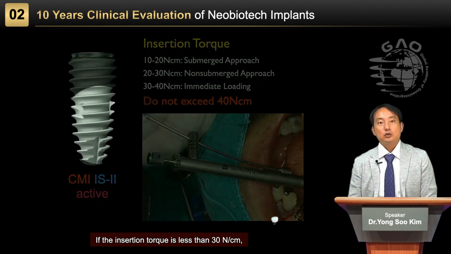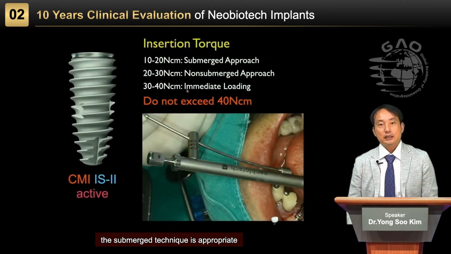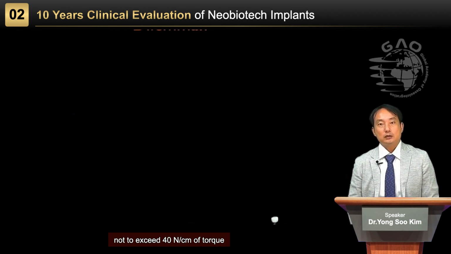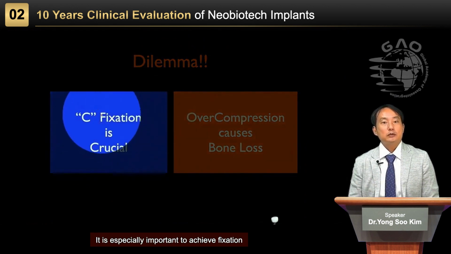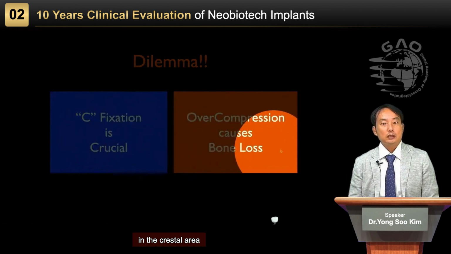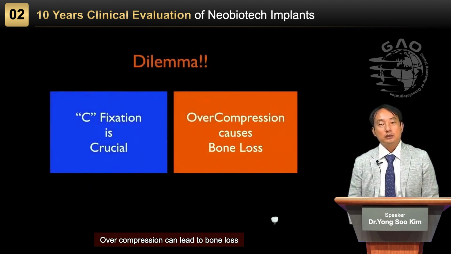If the insertion torque is less than 30 Newton-centimeters, the submerged technique is appropriate. If it is above 30 Newton-centimeters, you can attach the healing abutment and proceed with the non-submerged approach. However, you need to be careful not to exceed 40 Newton-centimeters of torque. It is especially important to achieve fixation in the crestal area. Overcompression can lead to bone loss, so caution is necessary.